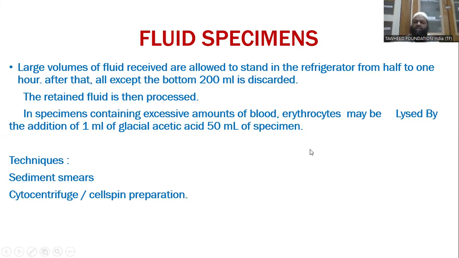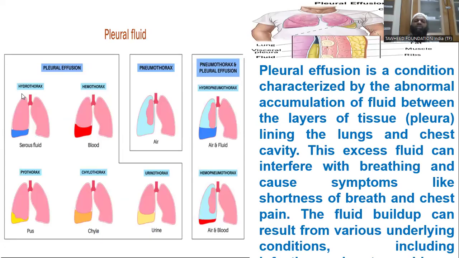Here we are going to discuss pleural fluid. Here you can see what is hydrothorax, which we call pleural effusion. If you see the different types of pleural effusions, this is a hydrothorax. Serous fluid is there.